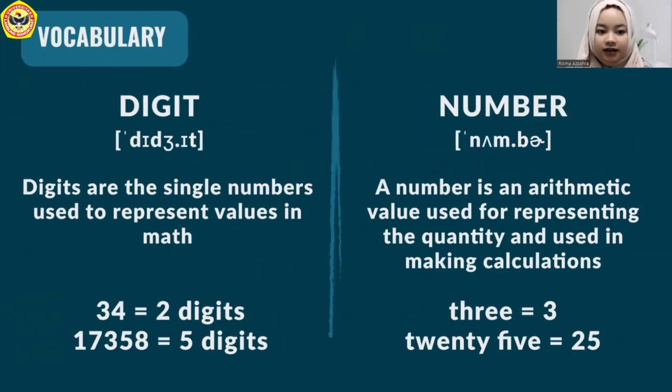Digit. Digits are the single numbers used to represent values in math. For example, 34 is 2 digits and 17,358 is 5 digits. Number. A number is an arithmetic value used for representing quantity and used in making calculations. For example, 3 and 25.